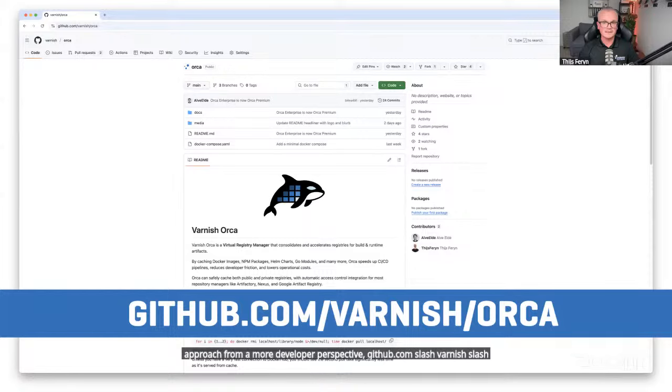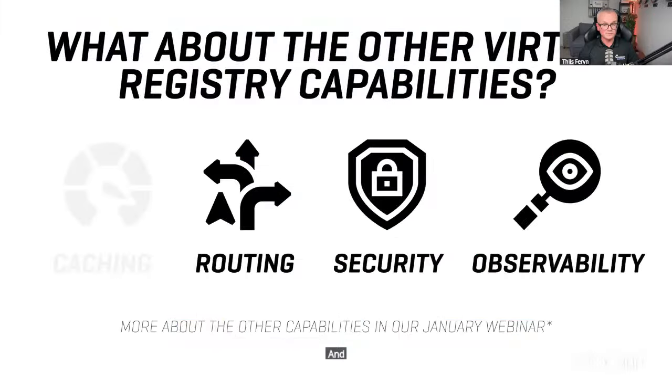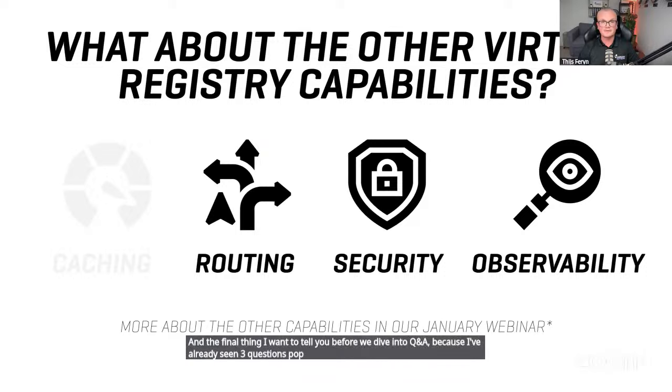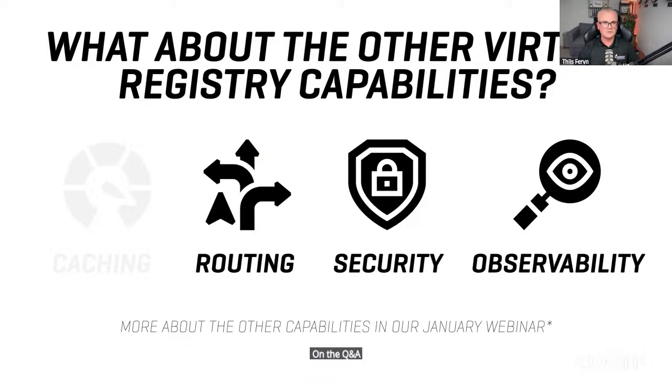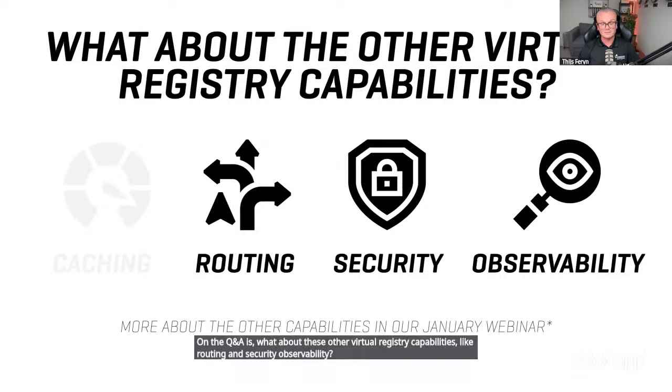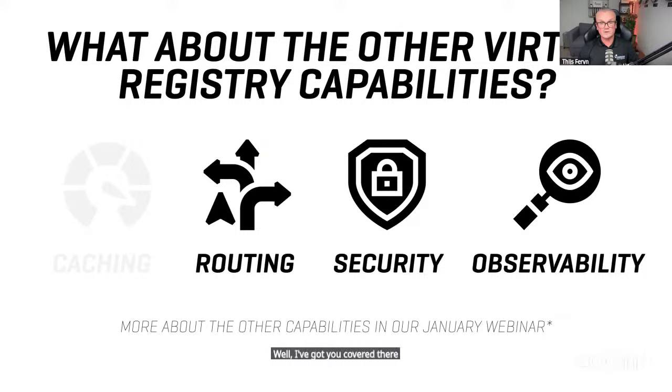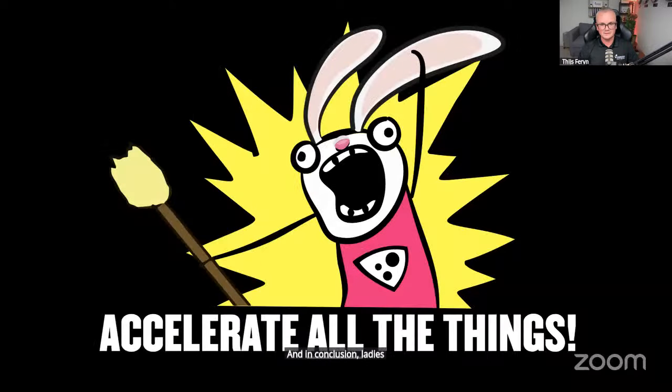github.com/varnish/orca. And the final thing I want to tell you before we dive into Q&A, because I've already seen 3 questions pop up on the Q&A, is what about these other virtual registry capabilities like routing and security and observability? Well, I've got you covered there as well. The next webinar will be about that. And in conclusion, ladies and gentlemen, I love this meme. We can accelerate all the things.